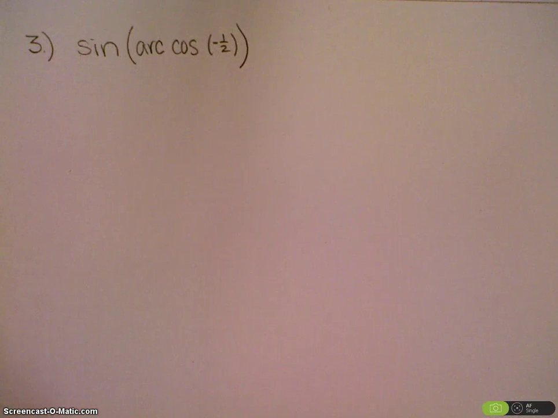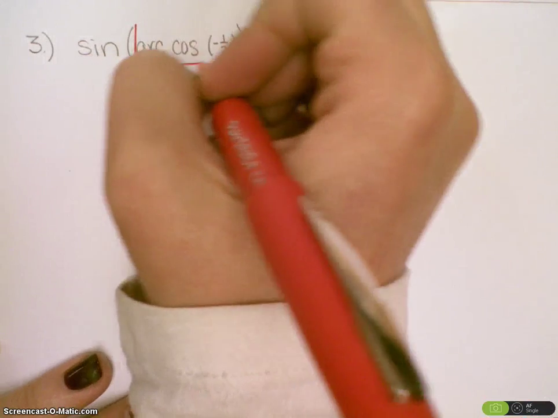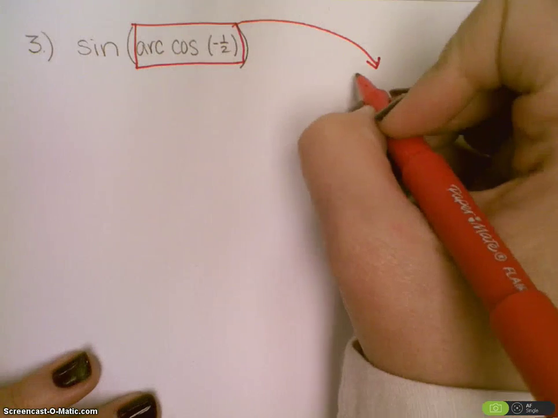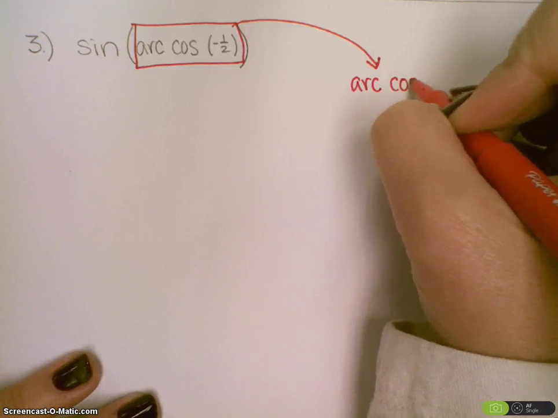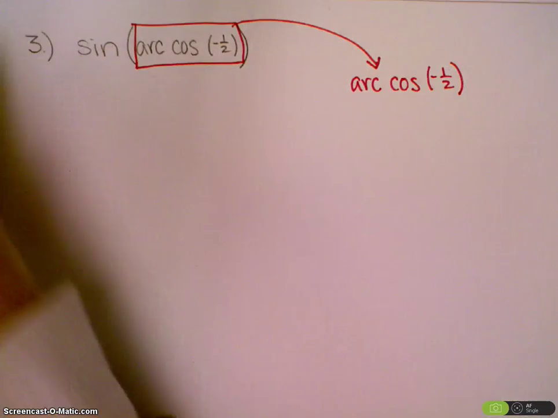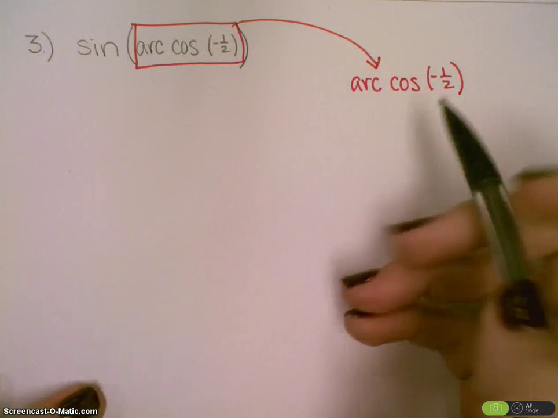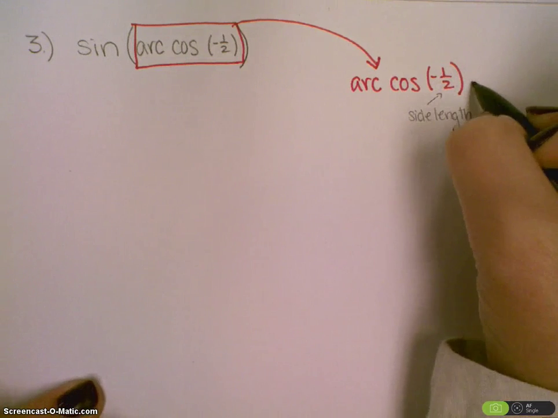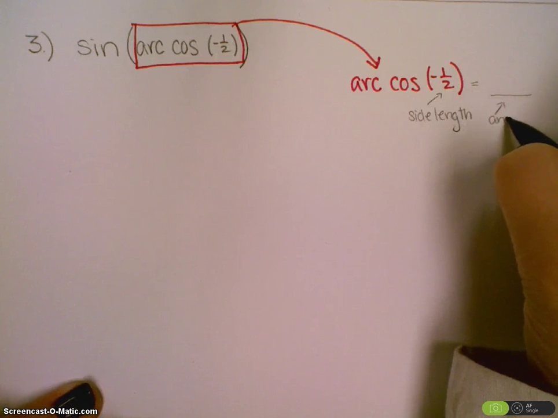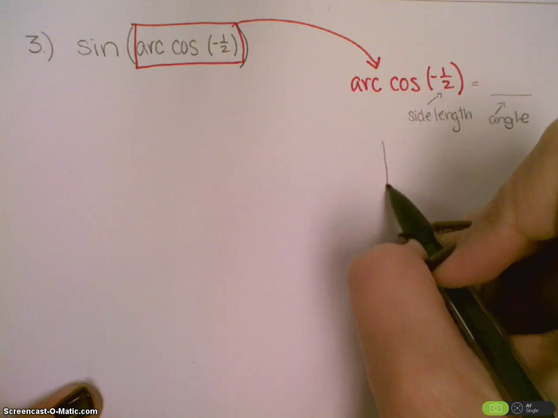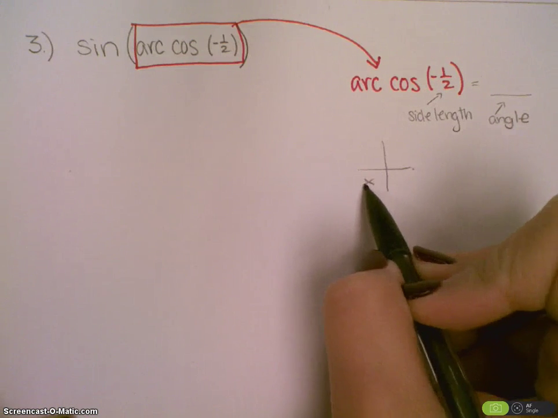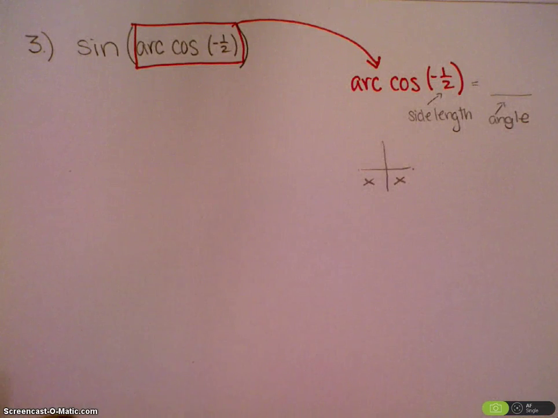In number 3, we're taking the sine of an arc cosine of negative a half. Same as number 1, we start on the inside with the parentheses, and we treat it as a side problem. So we're looking at what is the arc cosine of a negative a half. Again, arc cosine is that cosine inverse, so we know the input is a side length, and we're looking for an output that is an angle. Our cosine inverse is a restriction from 0 through pi. So I'm crossing off the third and fourth quadrants.